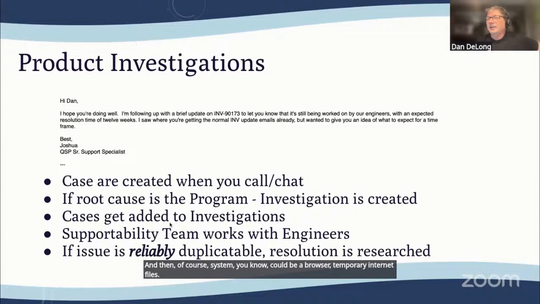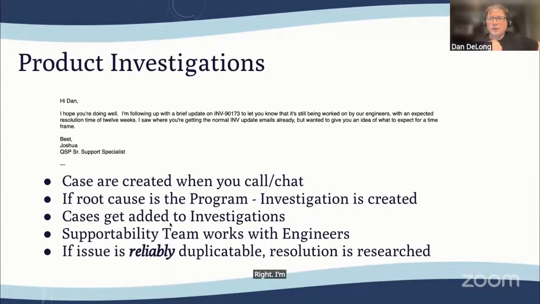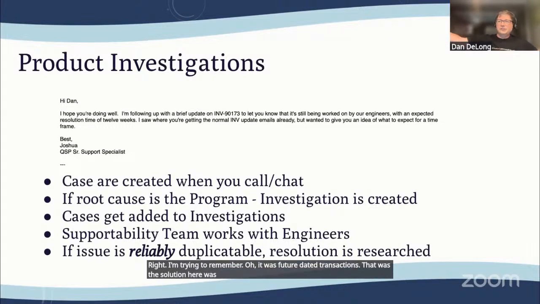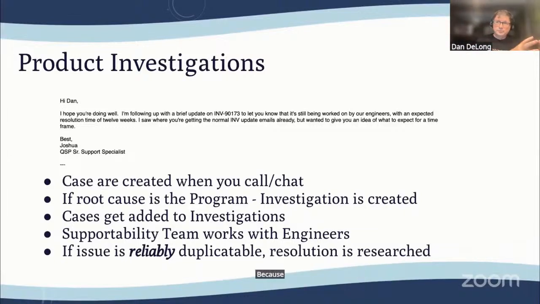Right, I'm trying to remember. It was future dated transactions. That was the solution here: they had future dated transactions. They didn't have the statement ending date that were cleared or reconciled. Because when you move from, so that's one of the things that should have come up in narrowing it down.